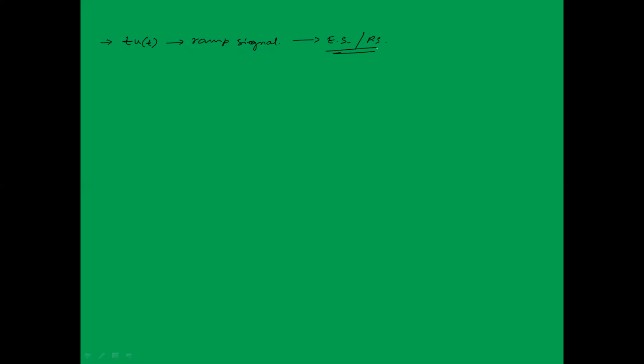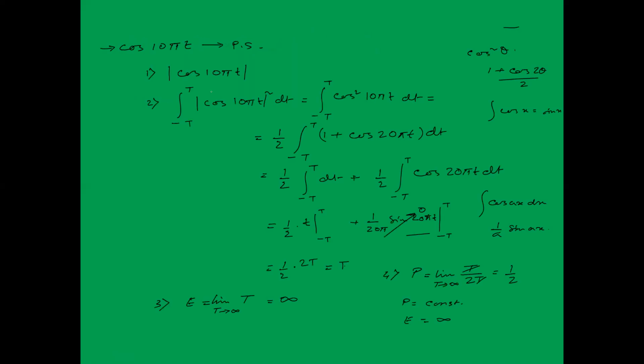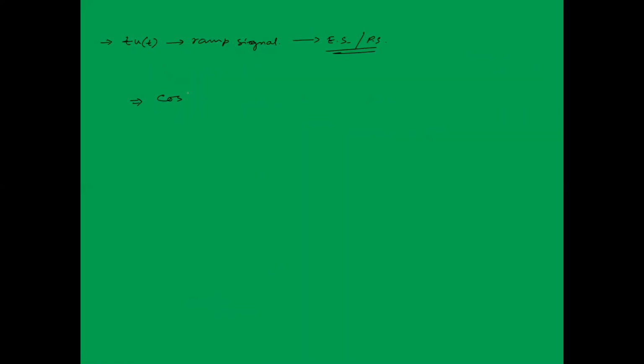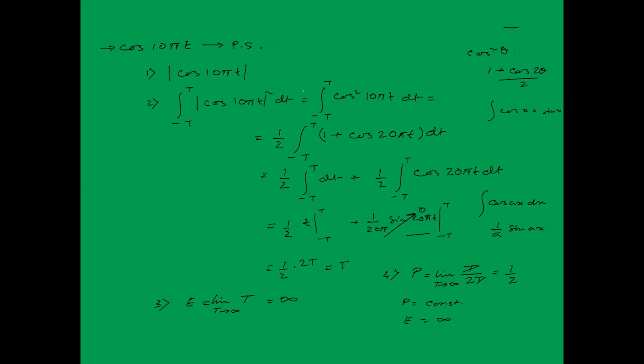Okay. Next, I am going to the trick. In the previous example, cos 10 pi t, to find out the energy as well as power, I took more than 2 to 3 minutes, because there is a lot of calculation. This is the integration part. I have to write the trigonometric equation also. Again, trigonometric integration also. Then I find whether the signal is a power signal or an energy signal.